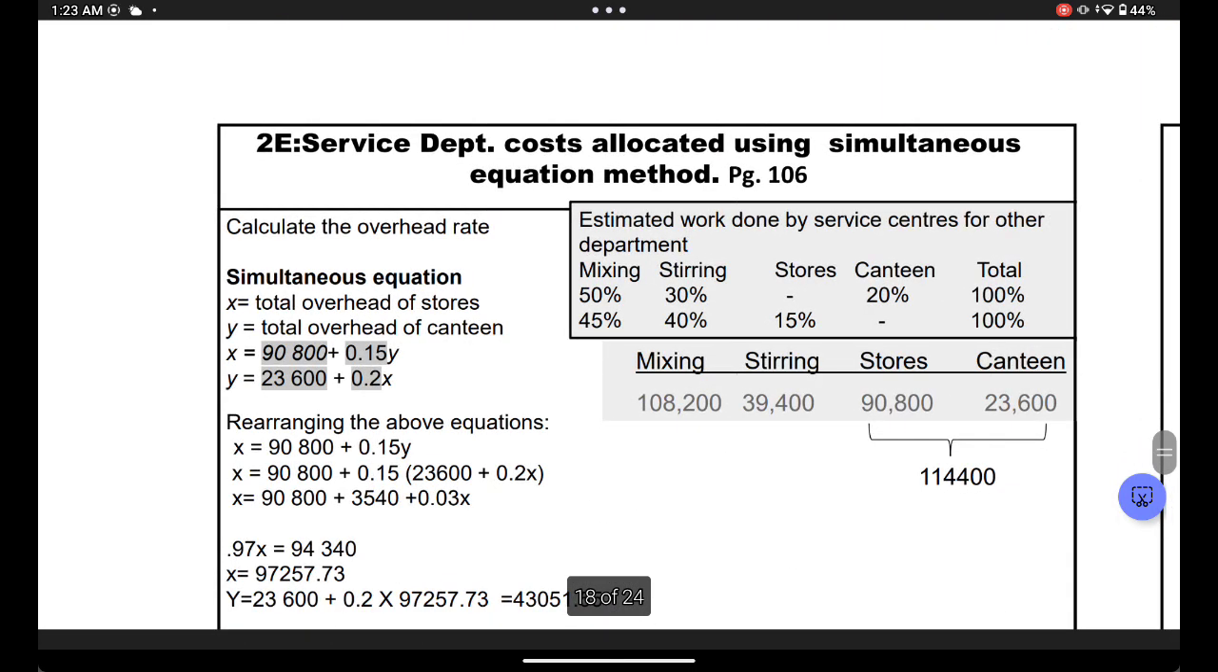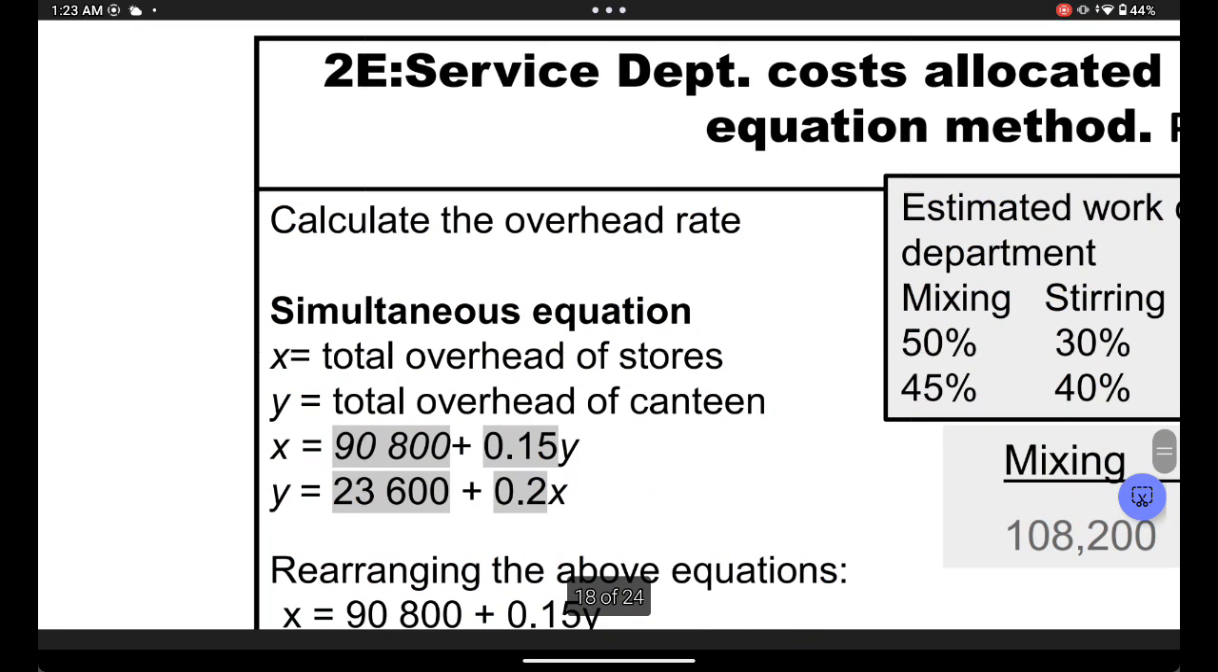I want you to look at the canteen row. This is the canteen row, remember I told you. This is the store row. They forgot the label. So if I look at the canteen row, the other row, how much is it contributing to stores? There we go, 15%. So 0.15. So you got X is equal to 9,800 plus 0.15Y.